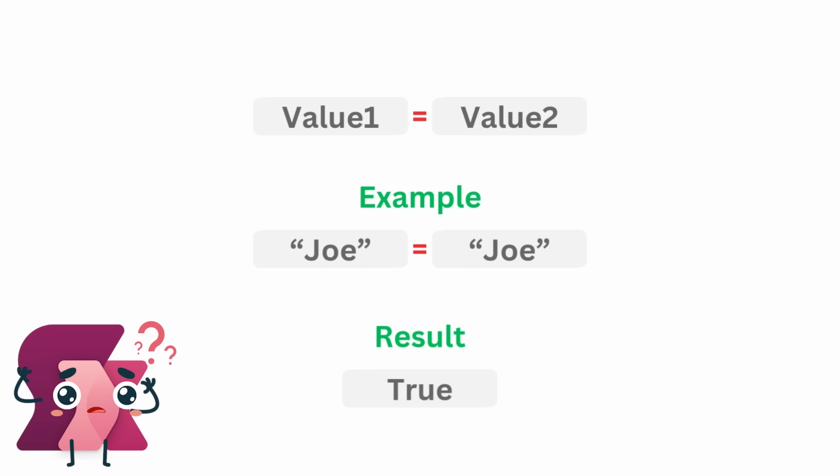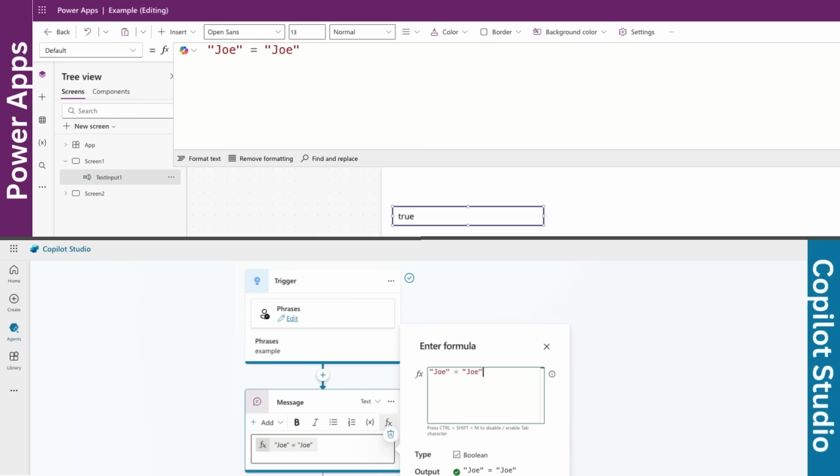You can use the equal to operator with all kinds of values, with numbers, with strings, and even with Boolean values. Anytime you need to check if two things are exactly the same, it is your go-to operator using the equal sign. So let's take a look at examples in PowerApps.